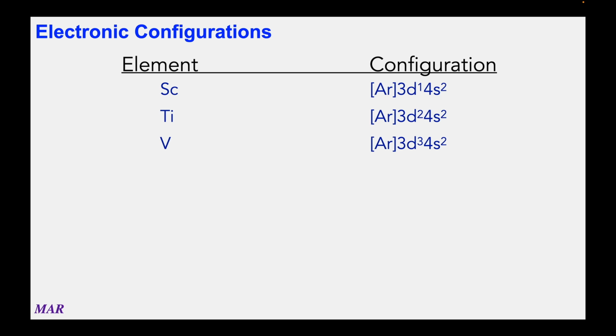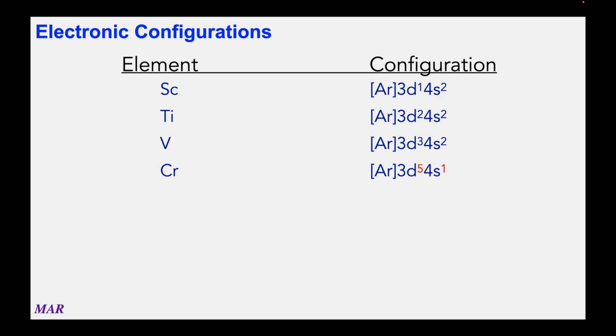Titanium has one more d electron, so that would be argon 3d2 4s2. Vanadium would be argon 3d3 4s2. Chromium is an exception. We talked about exceptions to the n plus l rule. So instead of being 3d4 4s2, one of the 4s electrons jumps ship and it becomes a 3d5 4s1. This is an exception to the n plus l rule.